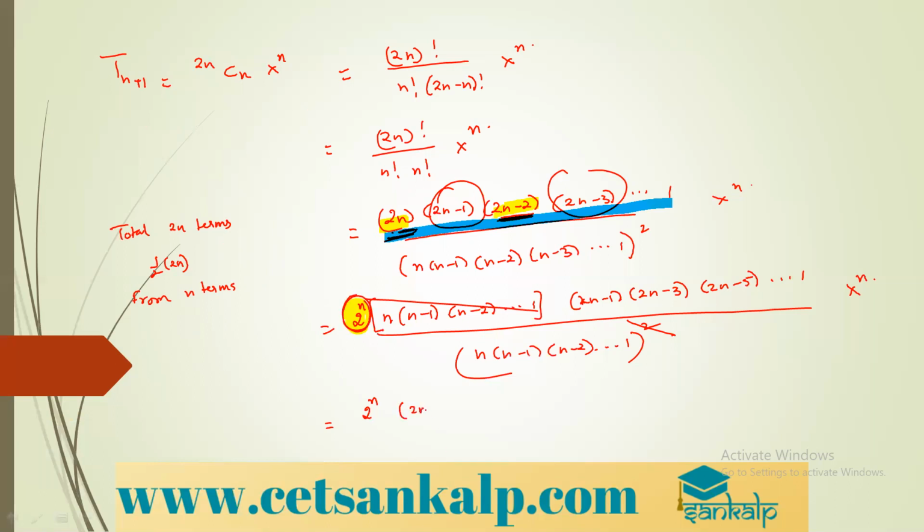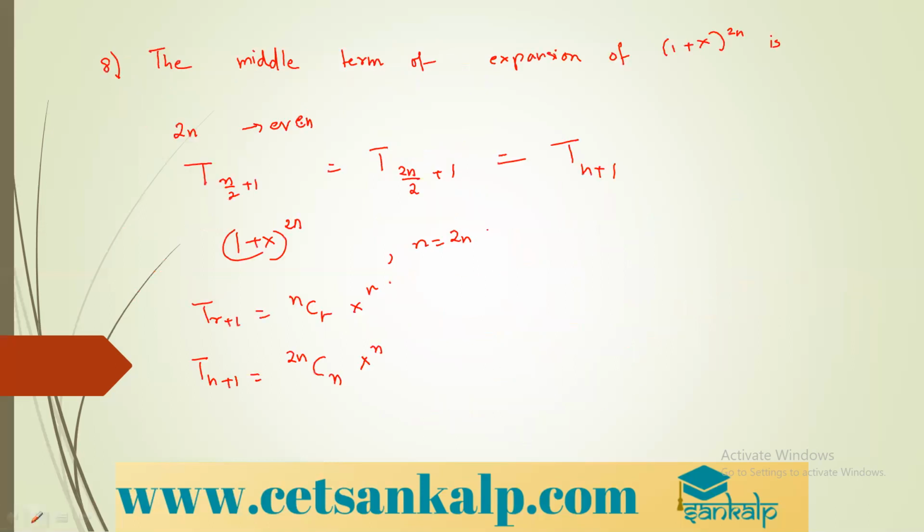And then I have 2n minus 1, 2n minus 3, 2n minus 5 up to 1, denominator n factorial x power n. So this I can write as the middle term. I can leave the answer here. So some more questions like this I will give you as homework. You can try.